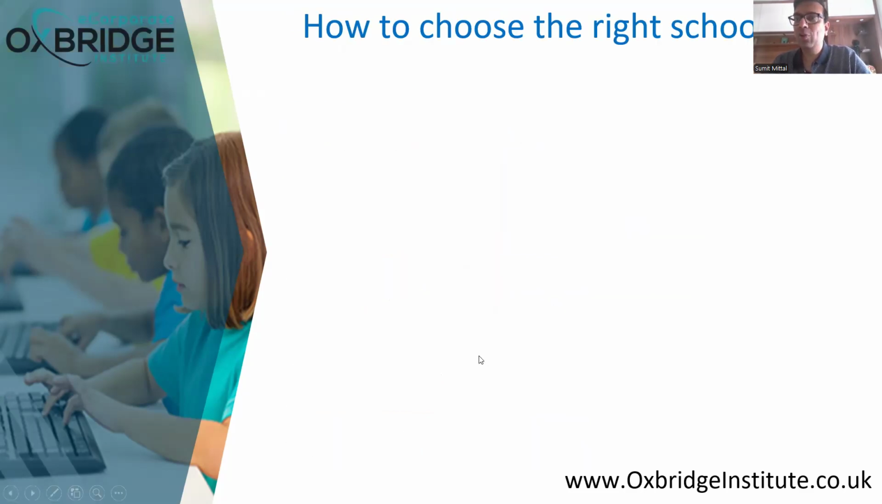Okay, now let's talk about an important topic. How do you choose the right school for your child? There must be a number of schools, grammar schools or private schools or local comprehensives, that you might be considering. So what are the factors you should be looking at? The first one is obviously the academic ranking. How does the school compare with others in terms of academic rank?